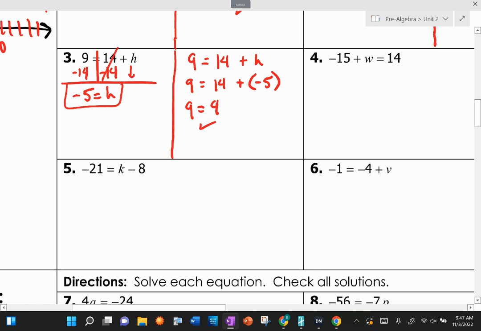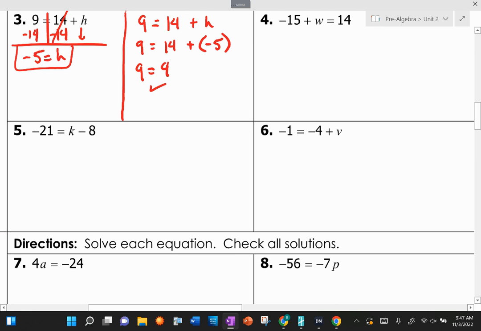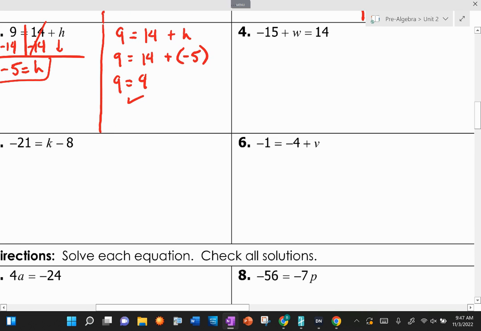All right. Here's number 4. And I'm going to go ahead and put 5 and 6 up there also. Then we're going to move on.